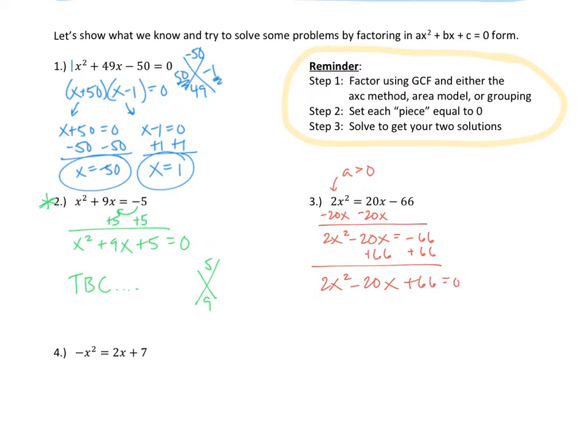Perfect, that's looking great. Okay, so let's see. Can I pull out a greatest common factor? Yes, I can pull out a 2. So I'm left with x squared minus 10x plus 33 equals 0. Okay, so let's start looking at this. What multiplies to 33 and adds to negative 10?